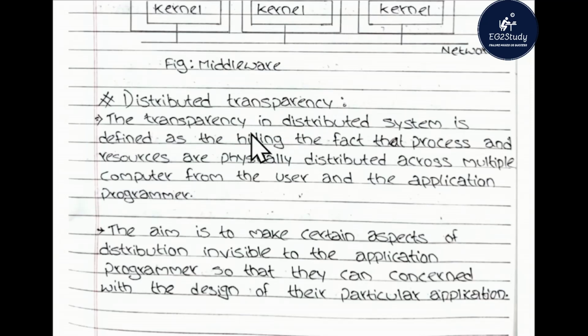Distributed transparency. We have already discussed distributed transparency in the previous video. Now let's discuss it. Transparency in distributed systems is defined as hiding the fact that the processes and resources are physically distributed across multiple computers from the user and the application programmer. The aim is to make certain aspects of distribution invisible to the application programmer so that they can concern themselves with the design of the particular applications.